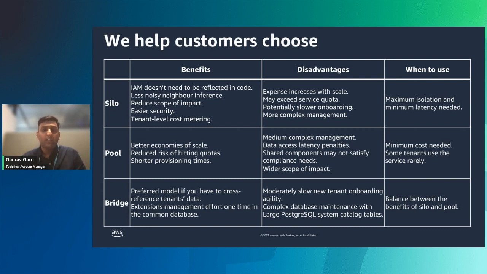The overall disadvantage, if I am to call out, is that new tenant onboarding agility is moderate, not as agile as the other models, and complex database maintenance tasks would have to be undertaken because your system catalog tables will grow proportionately, right? When to use it: when you need a balance, and the time to refactor the code and the effort going in is there, and then you want to make sure that you have a strategy to achieve that. So at this stage, I think we are all set for the demo.